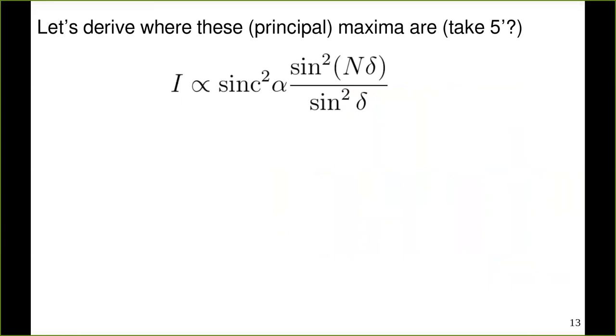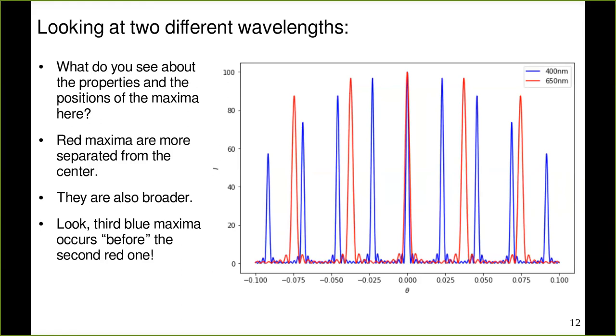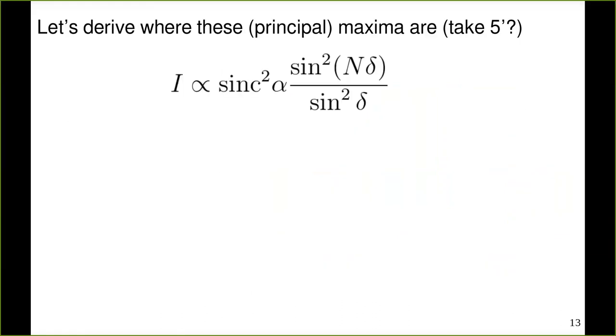Now what I'm going to do is something fairly obvious that you probably already suspect. I want to figure out some properties of the shape of these maxima, and you are already guessing that the narrower these maxima are, the better our spectral resolution is. It's pretty similar to the case of the Fabry-Perot, where we wanted very narrow transmission in order to separate wavelengths better. So let's try all together, using this equation here, to figure out where the principal maxima are, right?